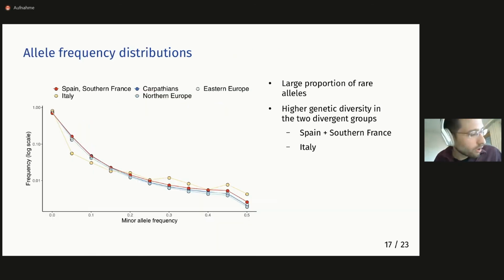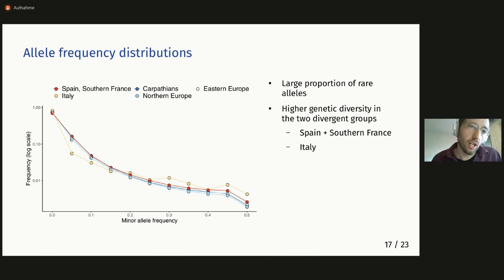So we also looked at the allele frequency distributions in these different groups of samples. So here what you see is a plot which shows on the x-axis the minor allele frequency, and on the y-axis the amount of sites that we have collected, and it's a log scale. Each line that you see is one of the groups of populations that we have collected. And the first thing that I can say about this plot is that in all groups there is actually an excess of rare alleles.